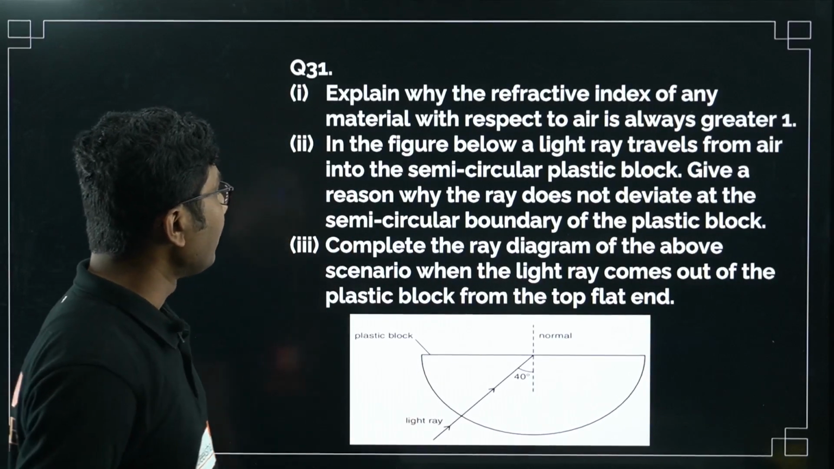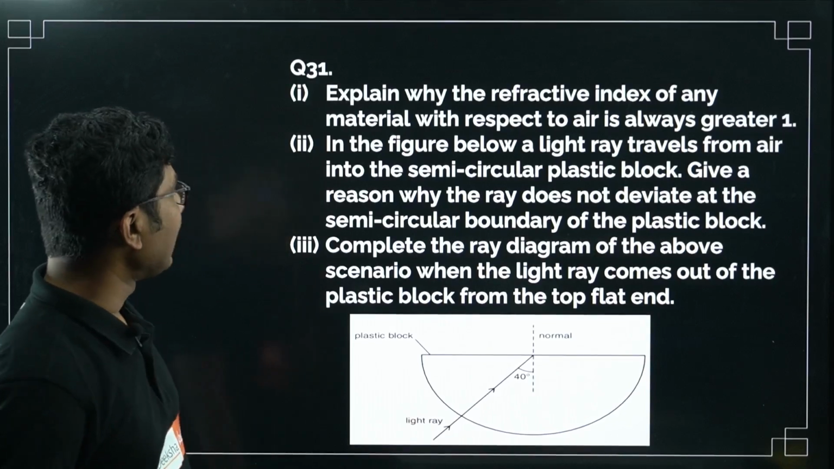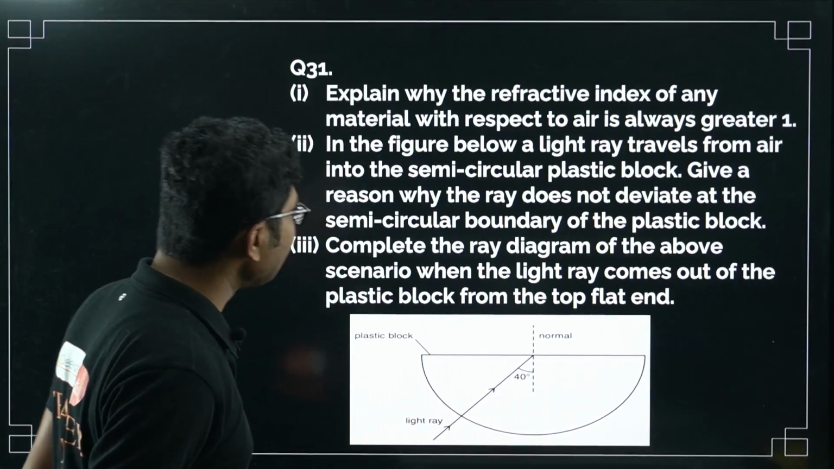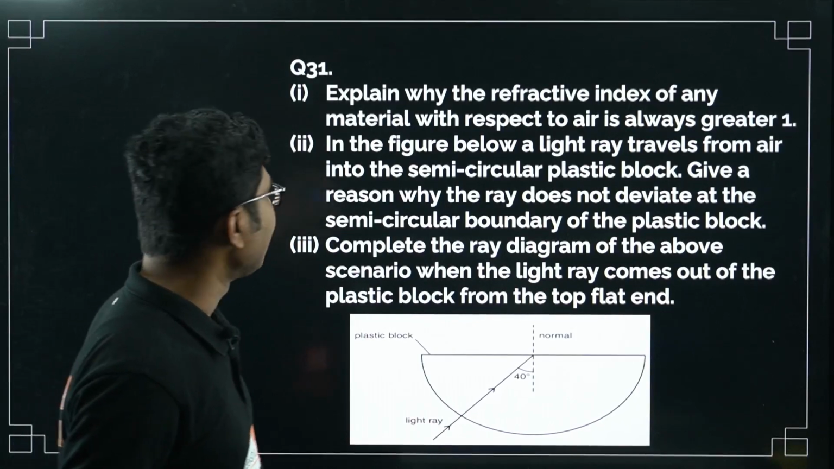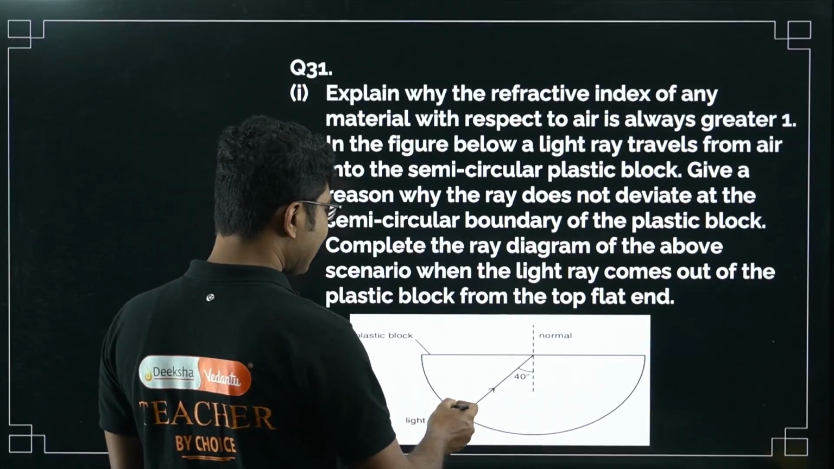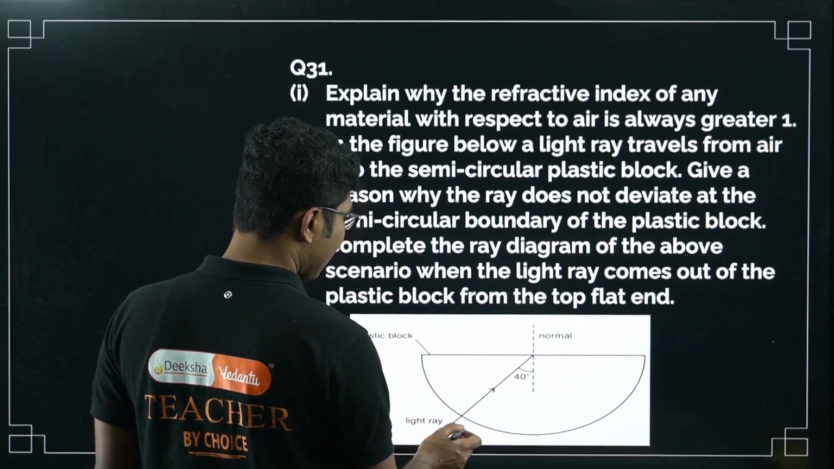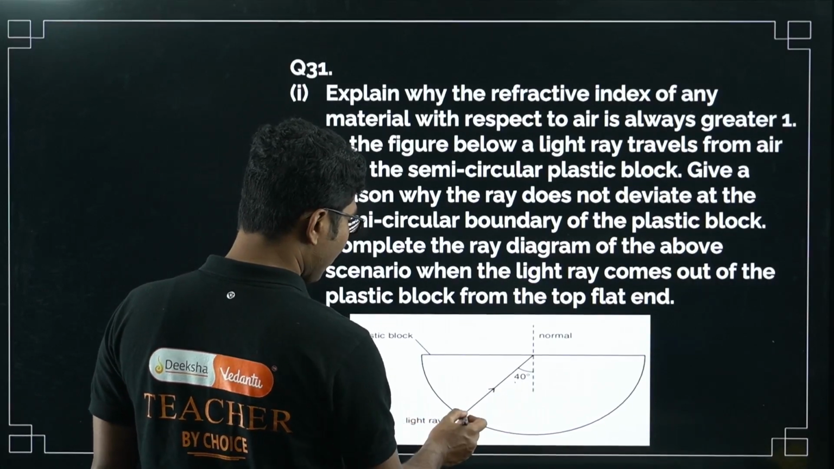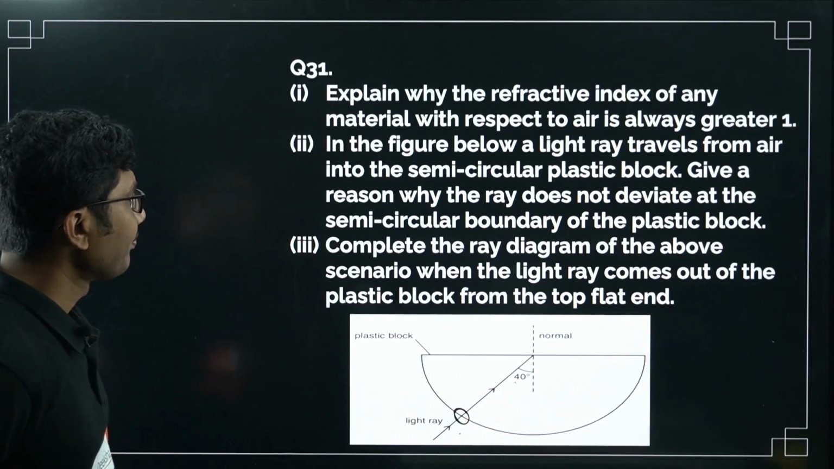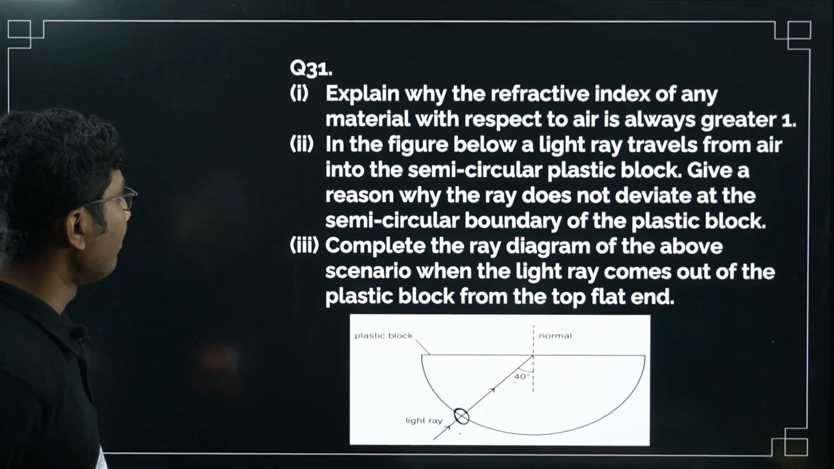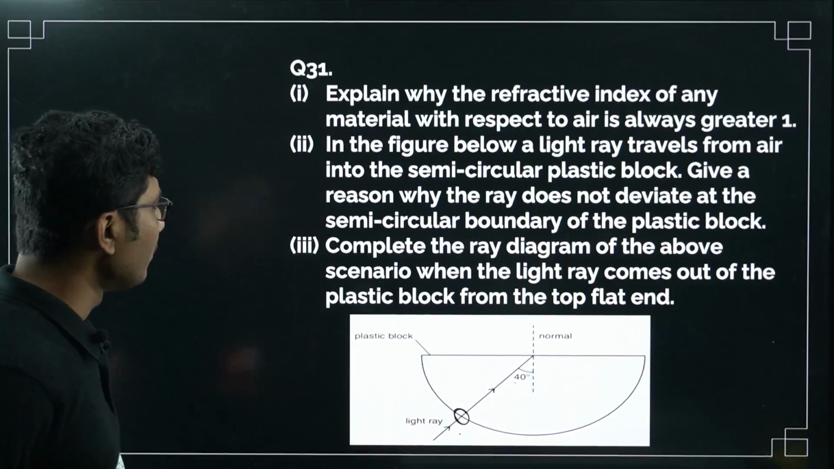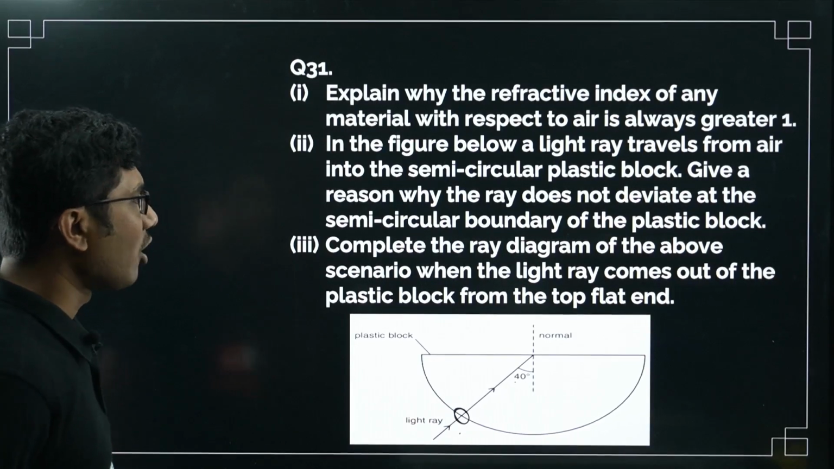In the figure below, a light ray travels from air into the semicircular plastic block. Give the reason why the ray does not deviate at the semicircular boundary. So they have said that the light ray is traveling from air to some plastic block, and why there is no deviation happening here. This is the first question. Complete the ray diagram of the above scenario when the light ray comes out of the plastic block from the top flat end.